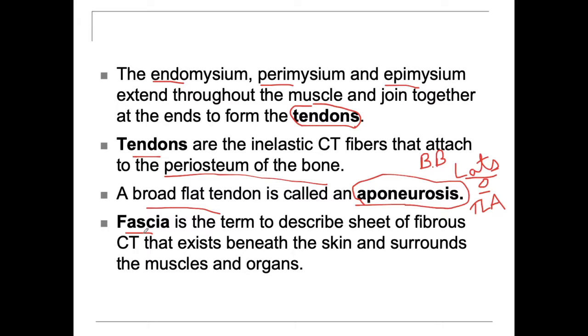Fascia is that clear connective tissue, like if you're a carnivore and you eat chicken, if you peel off the skin of the chicken, you could see the meat. The meat is the muscle. Then there's a thin, translucent sheath over that meat or the muscle. That's what fascia is. Okay.